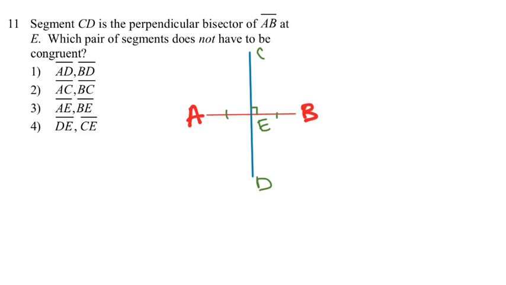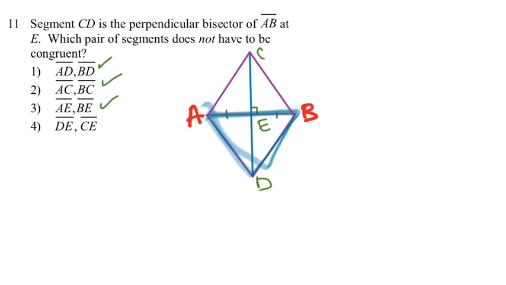Now, for the first one, if I connect A to D and then B to D, then we are in fact creating an isosceles triangle. Because in an isosceles triangle, the perpendicular, meaning altitude, is also the median. So therefore, the two blue line segments will be equal to each other. That tells us that our first one is true, and so is the second one.